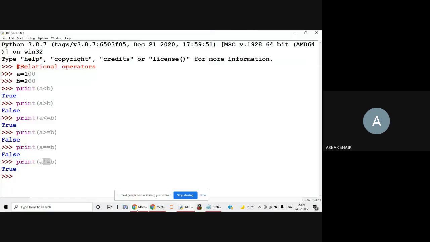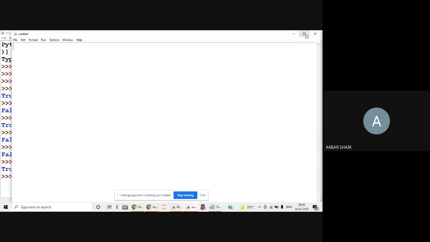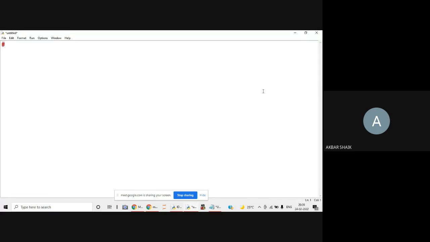Okay. So now we'll go for a program. How can we write a program for relational operators? Okay, so now the program for relational operators. Number one, I'm going to read one number, int of input of enter first number.